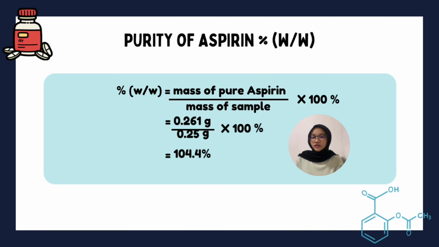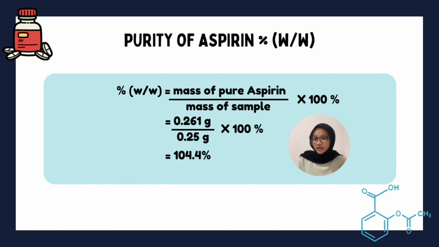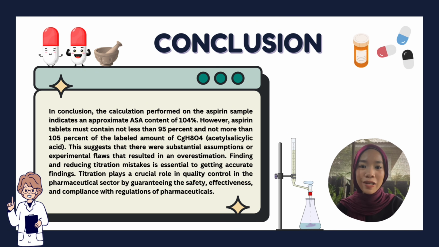So here we come to the last part of the calculation, which is now we can find the purity of the aspirin after we got all the values. The formula is the mass of pure aspirin divided by mass of sample multiplied by 100. Then we will get the answer 104.4%. In conclusion, the calculation performed on the aspirin sample indicates an approximate ASA content of 104%.